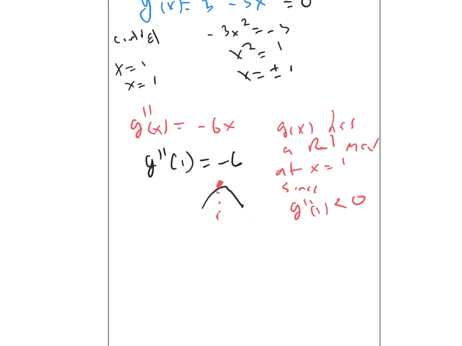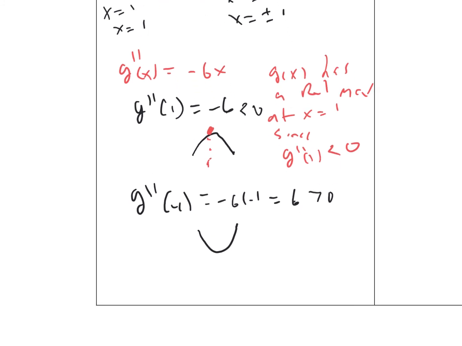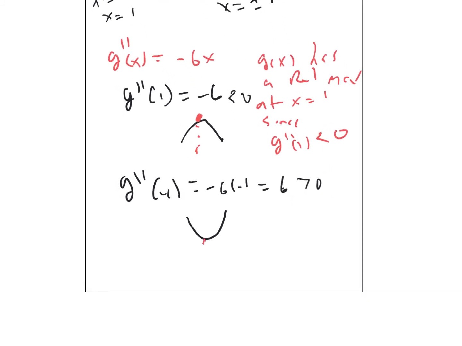So now let's check g double prime at the negative 1. That's going to give me a negative 6 times negative 1. That's a 6. That's greater than 0. This was less than 0. Greater than 0 means it's concave up. Looks like that. So what's living at the bottom of concave up? Right here, this is x equals negative 1.